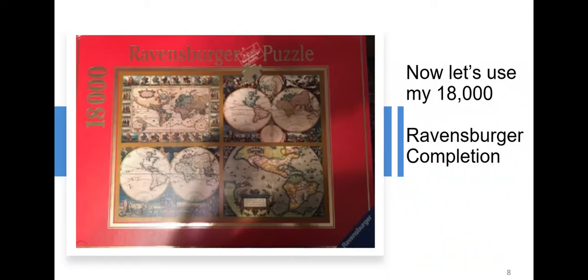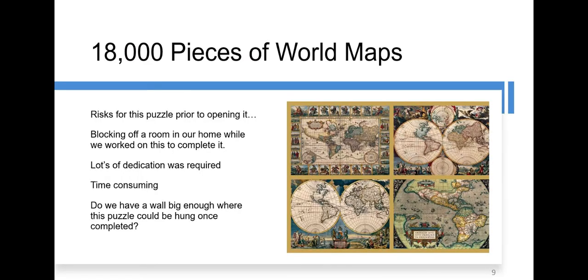However, let's move on to my 18,000 piece Ravensburger world map that my father and I completed. A few risks that we had before we even opened the box were, we have to block off an entire room in the house for its entirety until its completion. There's lots of dedication required for this. It'd be very time consuming. Where would we assemble such a beast? And did we even have a wall big enough in the house where the puzzle could proudly hang?